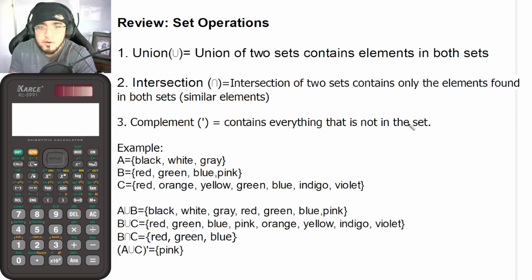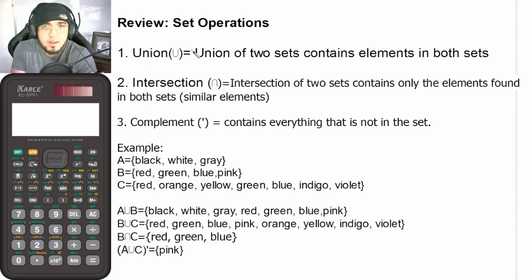As a review, let us have this for our example. Suppose that we have sets A, B, and C containing the following. For set A, we have black, white, and gray as the colors. For set B, we have red, green, blue, pink. Then for set C, we have red, orange, yellow, green, blue, indigo, and violet.